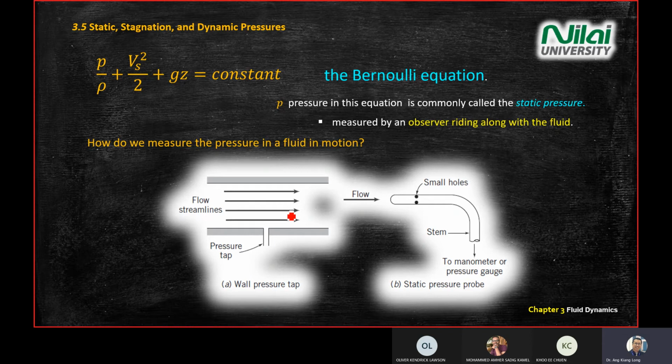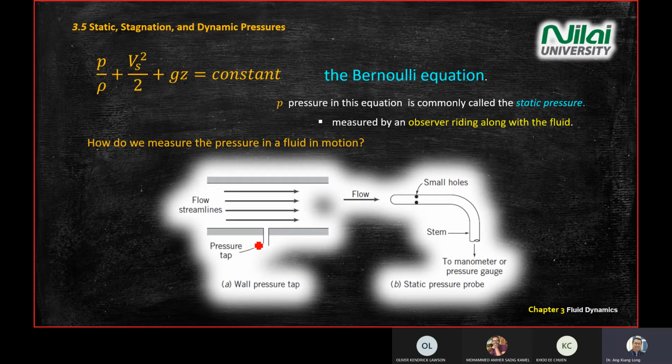The diagram that you see on the screen here on the left is labeled as the wall pressure tap. There's a gap here and the flow is flowing along the surface. So the pressure that we measure here is a static pressure. We have a hole and then we install a sensor over here. The pressure that we measure at this location is static pressure.